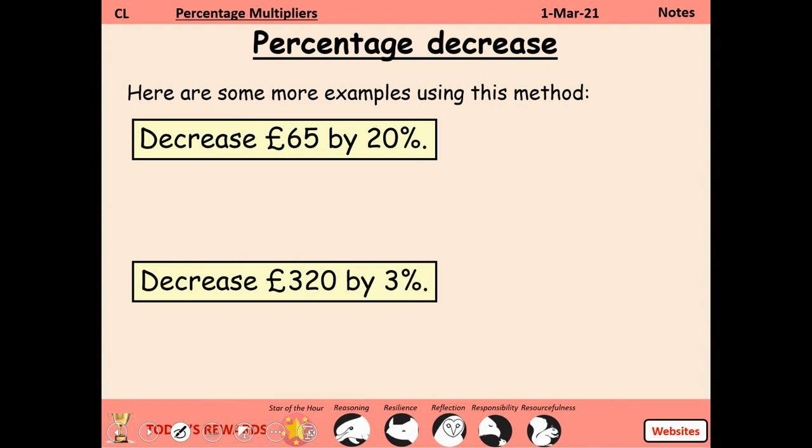Percentage decrease, what I would like you to do now is to have a go using a percentage multiplier method, work out a decrease of £65 by 20% and a decrease of £320 by 3%. So please pause the video, have a go, then press play when you're ready to carry on.